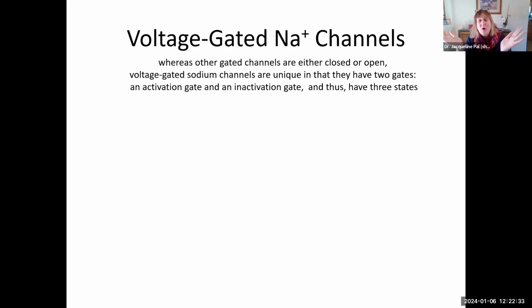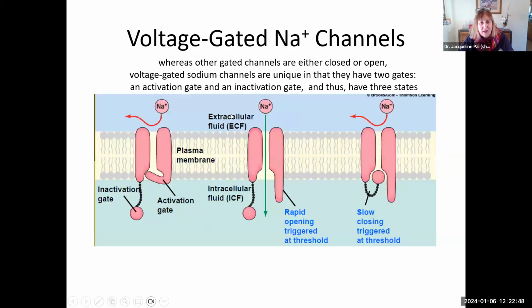So you can have both gates open, both gates closed, or you can have one gate open and one gate closed. And because of that, the sodium channel can be in three different states. I'm going to show the picture and then I'm going to tell you how this works. So here we've got three different states. In this first one, we can see extracellularly, we have sodium on the outside. Here at the bottom, this is inside the cell, and here's the plasma membrane in the middle.